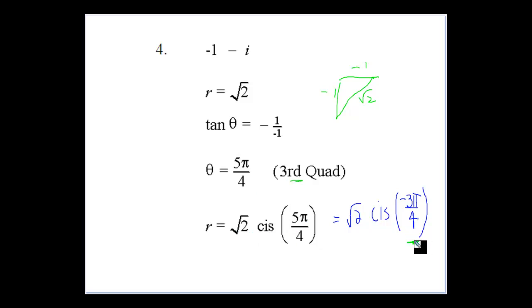Or if it's going to be in its principal argument, it's going to be back to minus 3 pi on 4. You're back in the third quadrant, so it's going to be between negative pi on 2 and negative pi.